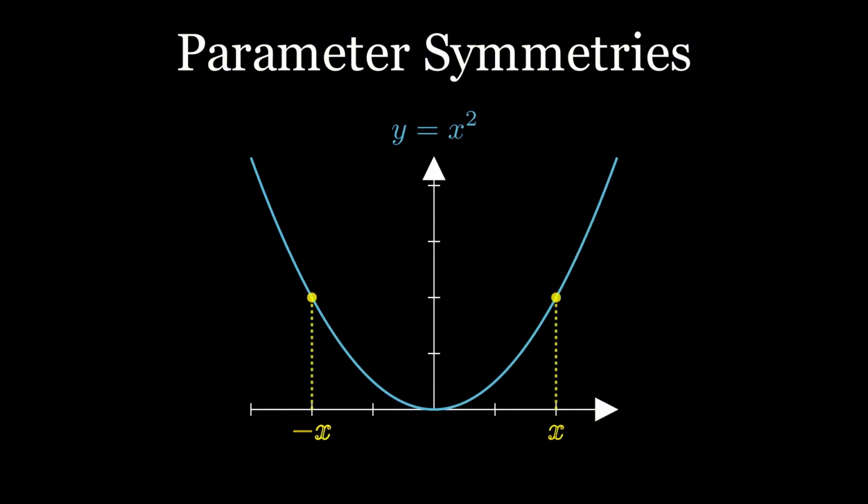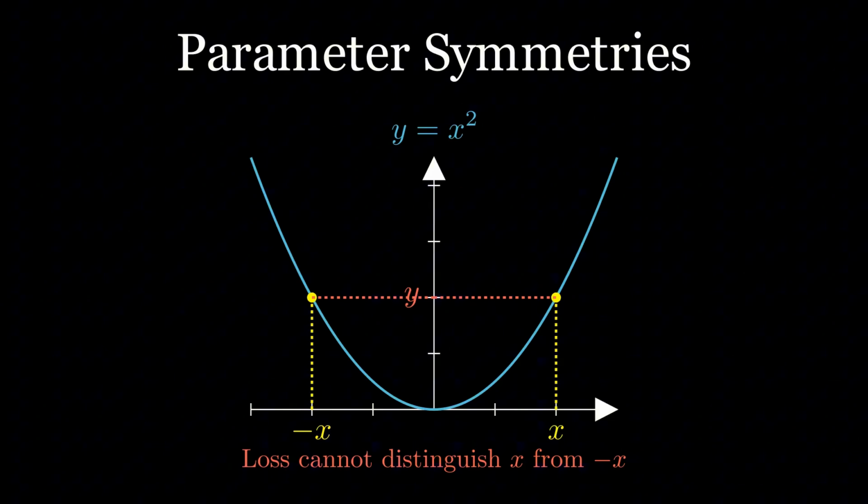Distinct parameterizations can induce identical outputs, so controlling parameter motion is not intrinsically meaningful. Here's a toy example. If the model output is a square, say y equals x squared, then x and negative x are different parameters, but they produce the same output, since x squared is always equal to the square of negative x. These symmetries appear in modern networks.